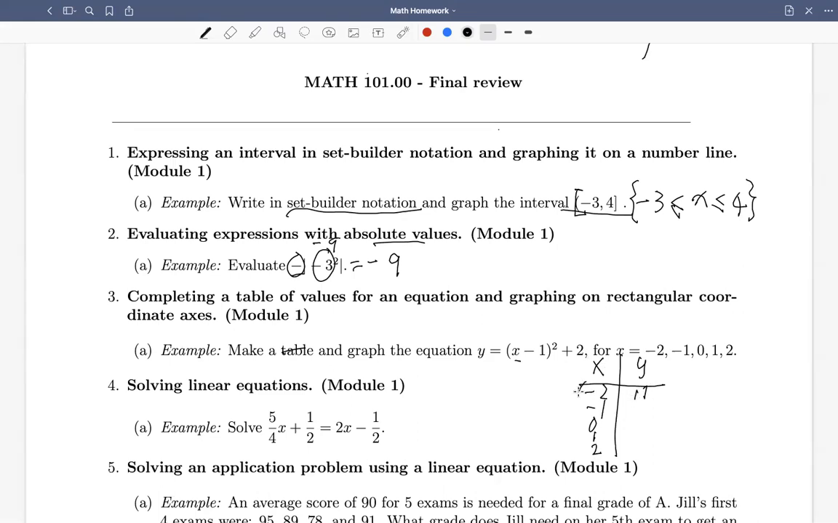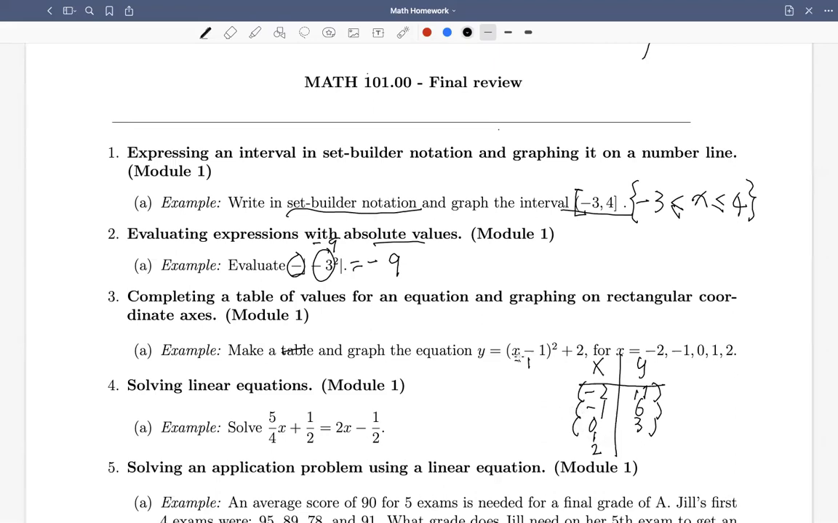So you see we get a 1 point. -2, comma, 11. We plug in -1 for x. -1 minus 1, that's -2 squared. -2 squared is 4. 4 plus 2, that's a 6. So get a second point. -1, comma, 6. Now we plug in 0 for x. If x is 0, 0 minus 1, that's -1 squared, +1, plus 2, that's a 3. We have 0, comma 3.